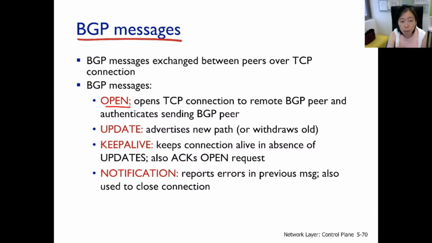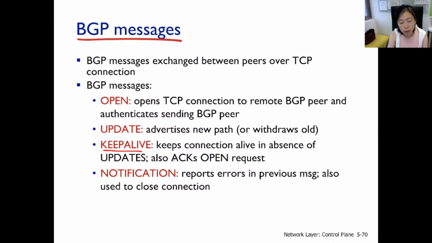Now, the open message is also used to do the authentication. So the 2 peers can authenticate each other to make sure that the path advertisements are indeed the true path to be discovered. Now, update message. This is the message being used to send the path advertisements, the path vectors. This message also allows the routers to withdraw outdated path vectors.